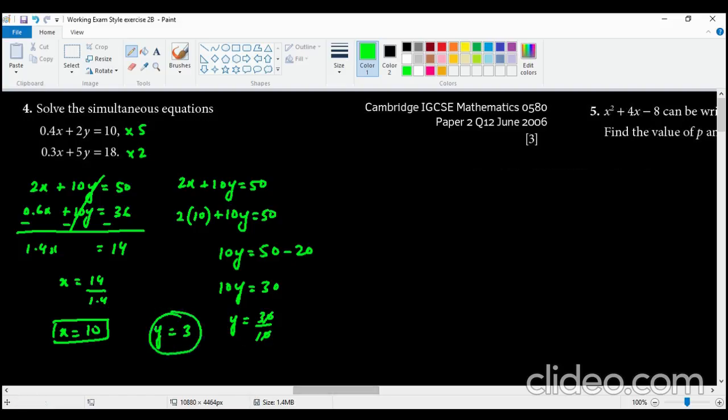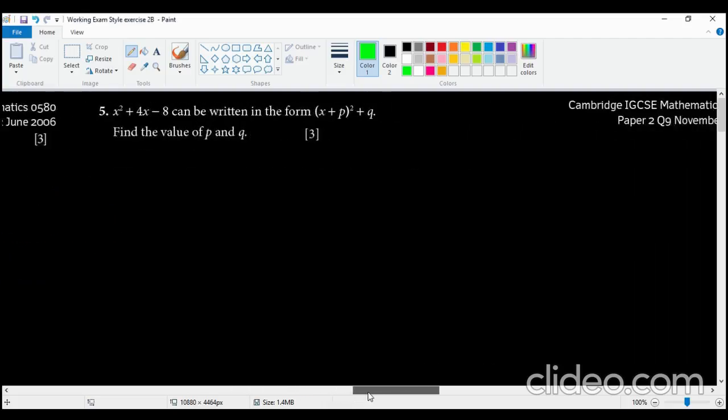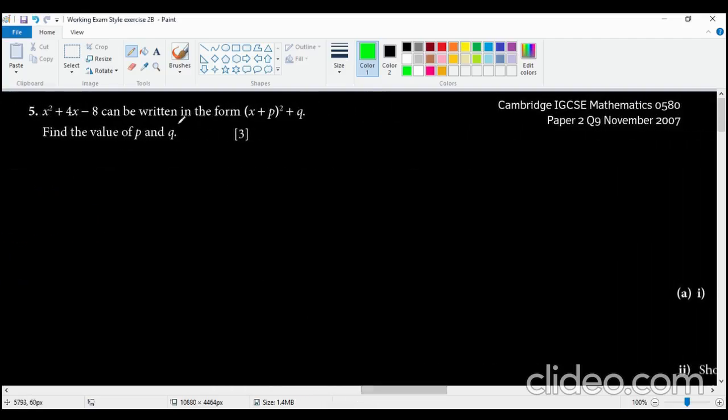Now moving on to the next question, which is question number 5. In here, I can write this in the form of x plus p whole square plus q. So what we'll do is expand x plus p whole square. If I expand this, it is going to give us x square plus 2xp plus p square, and then I will write plus q. This is the way of writing it in this form.